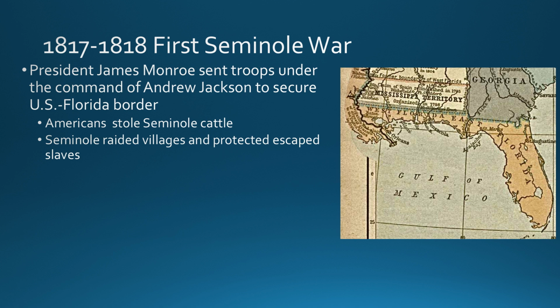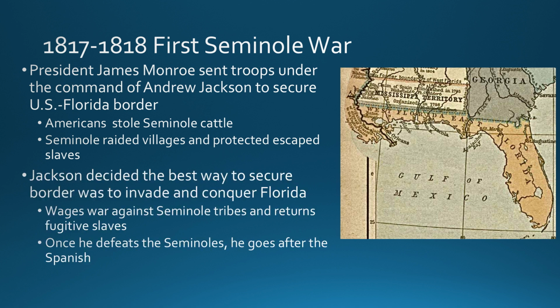In 1817, President James Monroe sent troops under the command of Andrew Jackson, who was the hero of the Battle of New Orleans during the War of 1812, to secure the U.S.-Florida border. Aside from the fact that lots of expensive slaves were escaping into Florida, the Americans and Seminoles were being antagonistic toward one another. The Americans would sneak across the border to steal Seminole cattle, and the Seminole would raid American villages and provide shelter to escaped slaves.